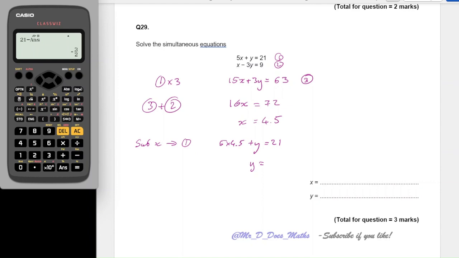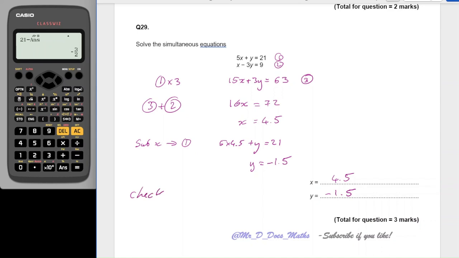Doesn't make sense. It does. For some reason, I was still thinking it was book prices. So we're looking at minus 1.5. So x is equal to 4.5 and y is equal to minus 1.5. We can always do a check if we're not confident with that.